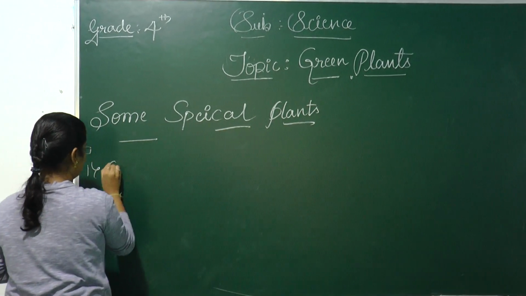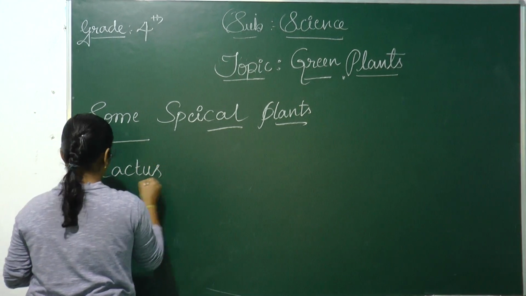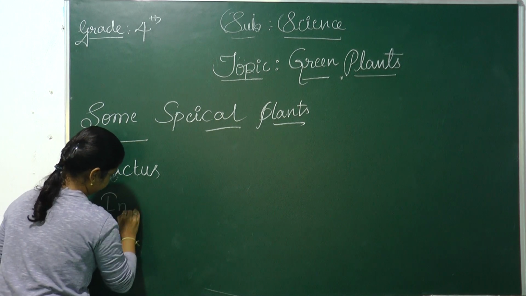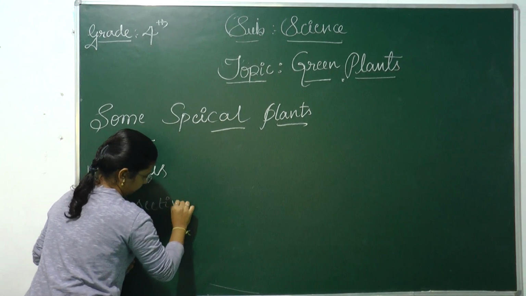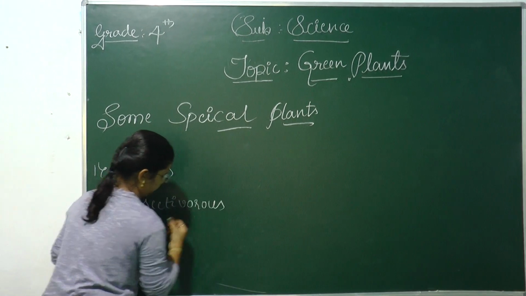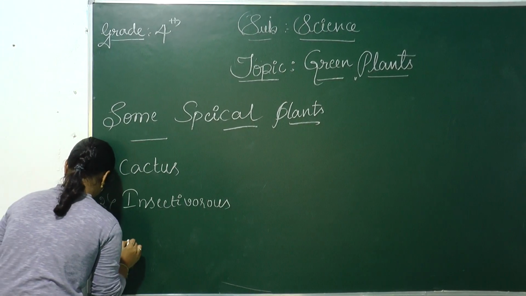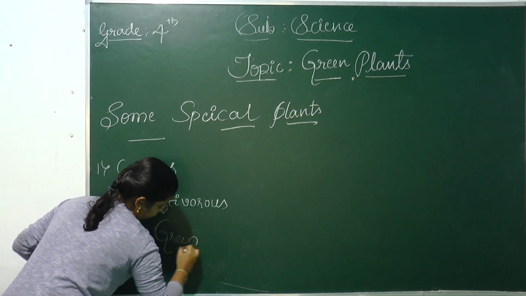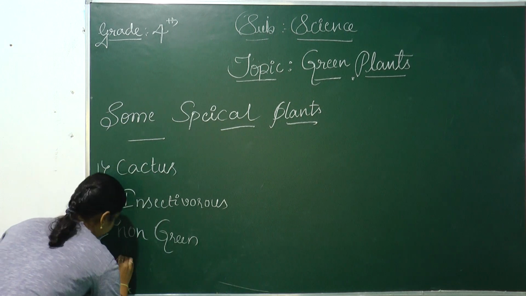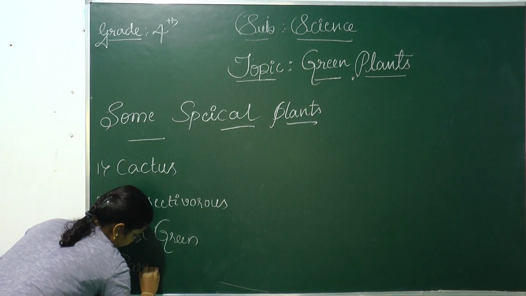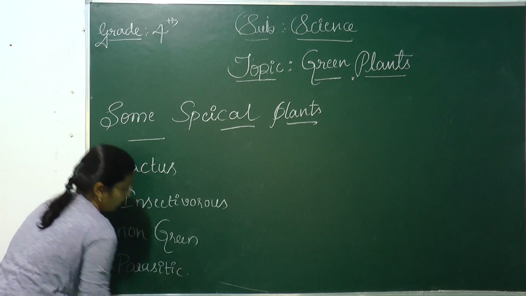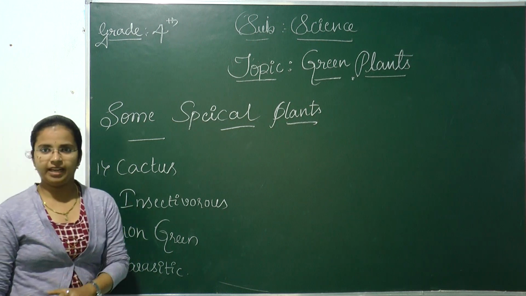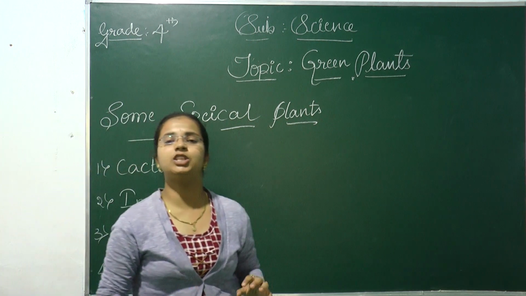The first one is cactus, the second is insectivorous plants, the third is non-green plants, and the fourth is parasitic plants.